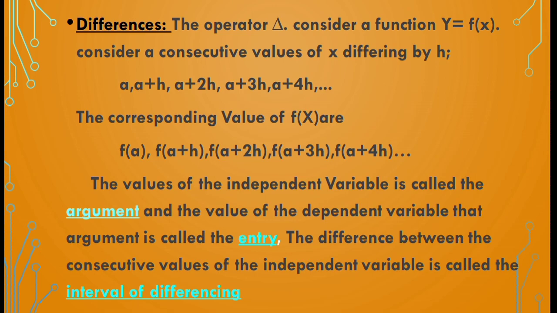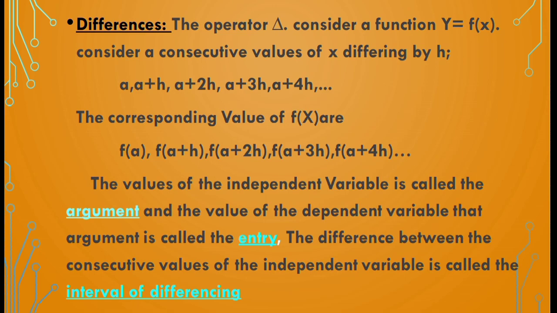The operator delta. Consider a function y is equal to f of x. Consider consecutive values of x differing by h: a, a plus h, a plus 2h, a plus 3h, a plus 4h, etc. The corresponding values of f of x are f of a, f of a plus h, f of a plus 2h, f of a plus 3h, f of a plus 4h, etc.